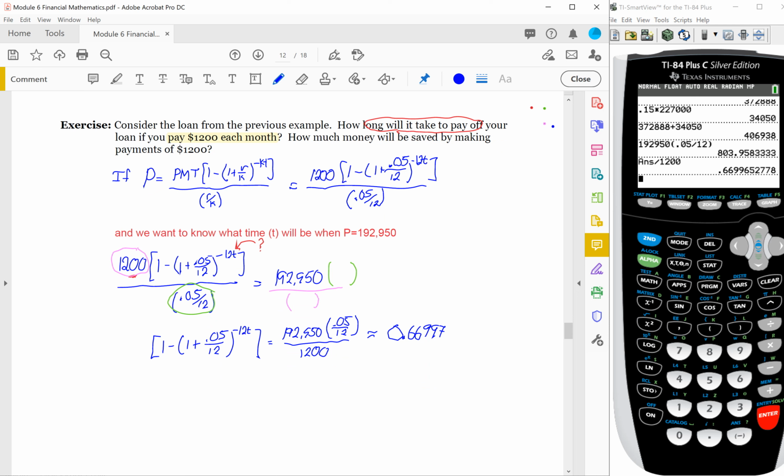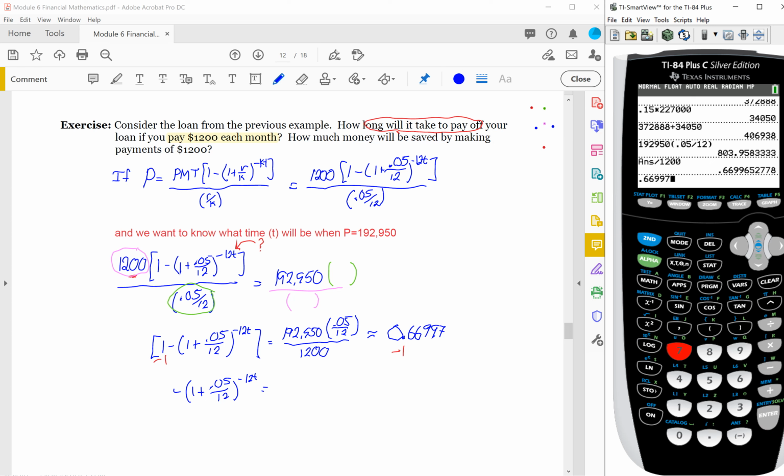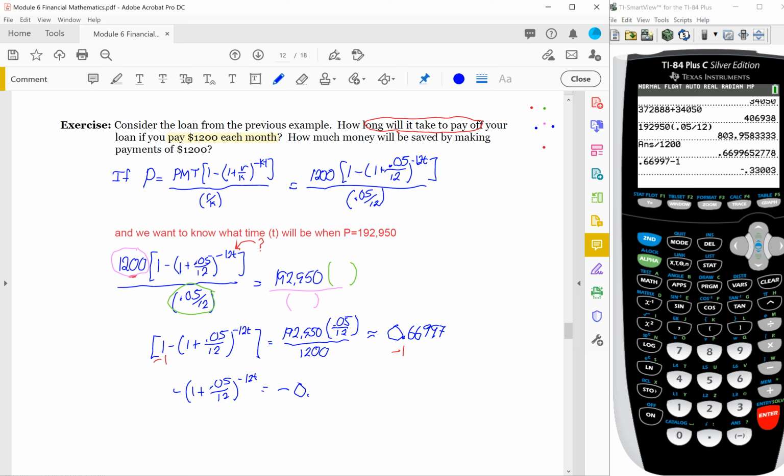Okay, I want to continue solving this for t. So now solve this for t. I'm going to subtract 1 from both sides. That'll give me a negative 1 plus 0.05 divided by 12 raised to the negative 12t equals, and when I subtract 1 from this 0.66997, then I get negative 0.33003.